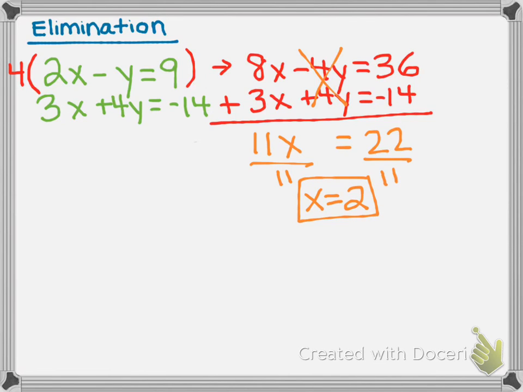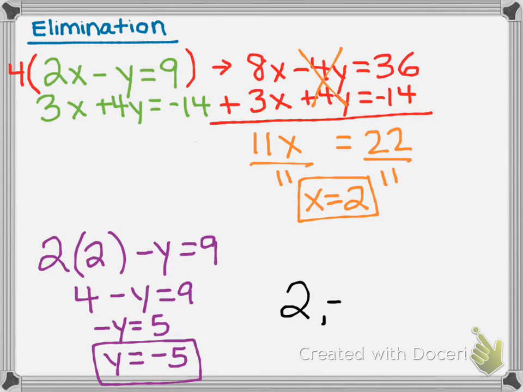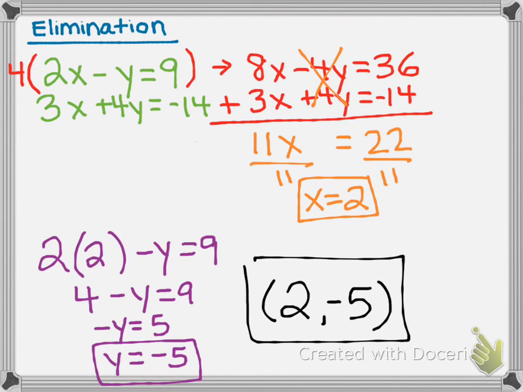All right, your final step. Take that 2, plug it into whatever one you want. Again, I'm going to go with the first one. And then I'm going to solve y. So I have 2 times 2 minus y equals 9. That's 4 minus y equals 9. I'm going to subtract 4 from both sides and get negative y equals 5. So y equals negative 5. Once again, we take our answer, we write it as a final point, 2 comma negative 5. We check, make sure it gives us what we want, and there you go.